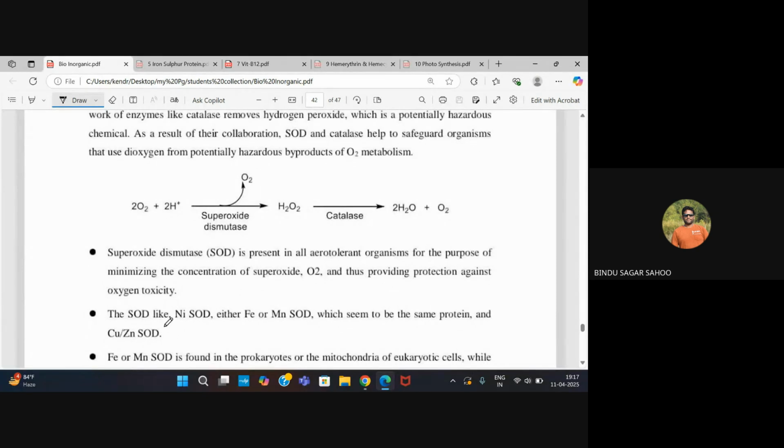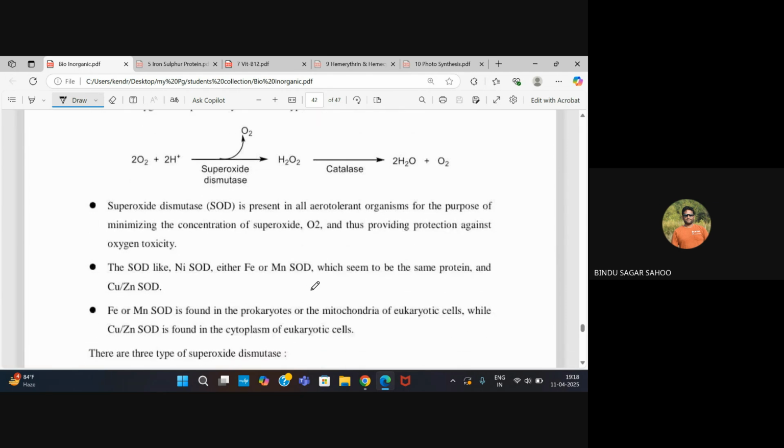Superoxide dismutase comes in different types. It may be nickel SOD, iron SOD, or manganese SOD. That means along with copper, if nickel is present, I can say nickel SOD. Along with copper, if iron is present, I can say iron SOD, meaning superoxide dismutase. Or if manganese is present, I can say manganese SOD.